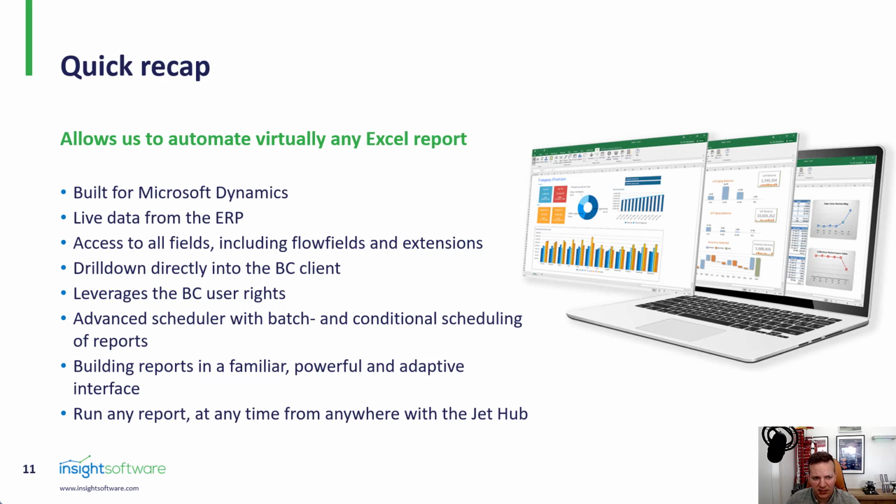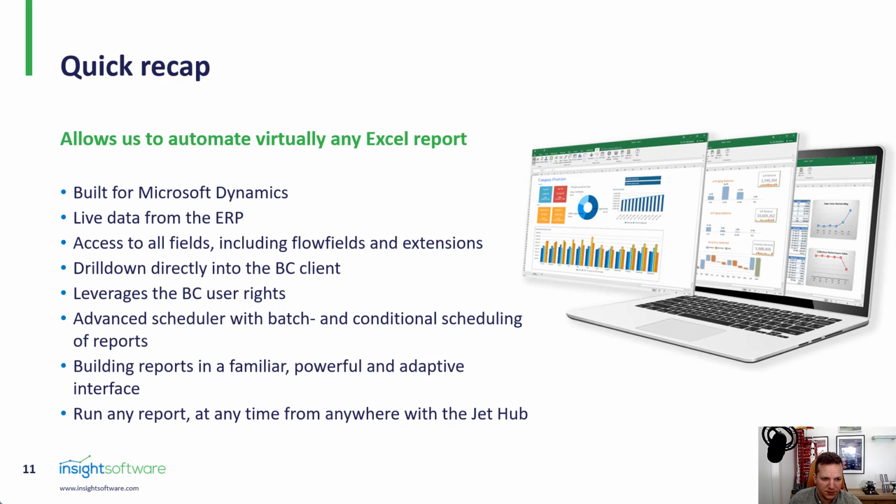Because we are in that Dynamics space, we also have access to all the fields, and these include flow fields and extensions, which are often harder to reach or harder to report on. Jet Reports just integrates them seamlessly. We can drill down directly into a BC client. If we have a number there, we can just drill through, open it up in the BC client, whether it's the Windows client or the web client, no issue.